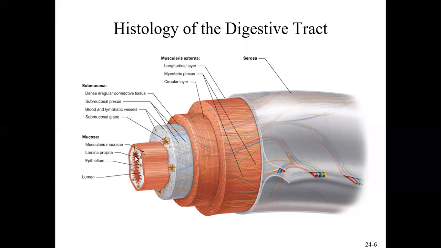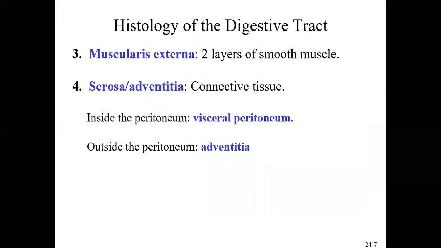Now let's look at the other 2 layers. Muscularis externa, this is your main muscle layer. You've got actually 2 layers here of smooth muscle. This is what's doing the contraction and the relaxation to help move the food through the GI tract. So this is smooth muscle. And then on top of that, on the outside, you have another connective tissue layer. This is sometimes referred to as a serosa membrane. Sometimes it's referred to as an adventitia layer, depending on its location.